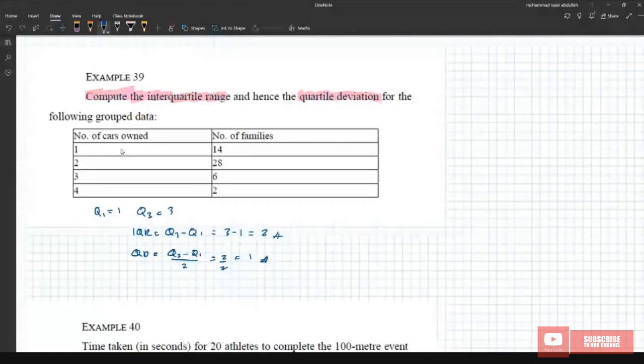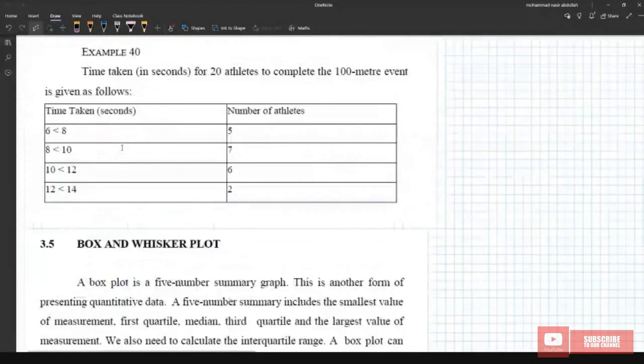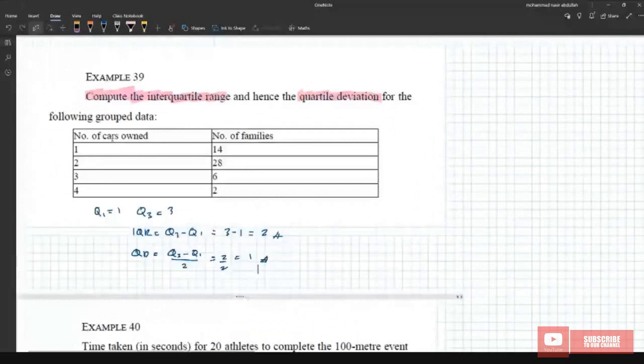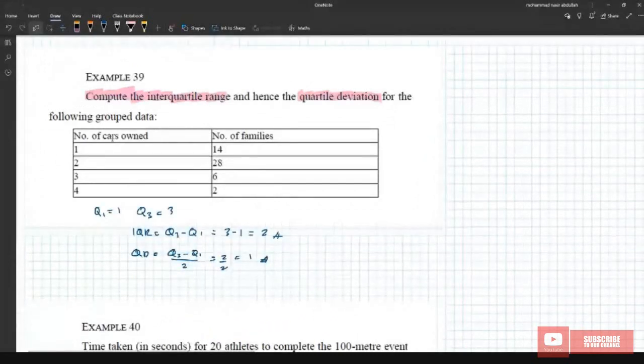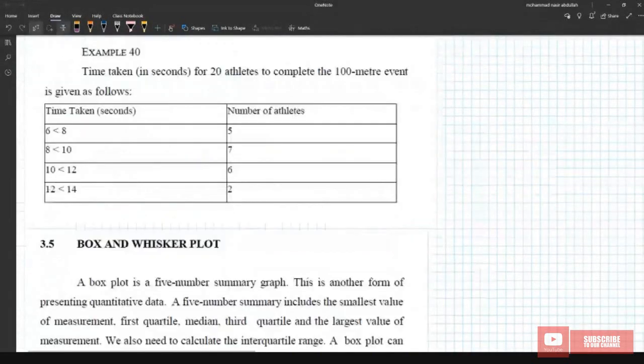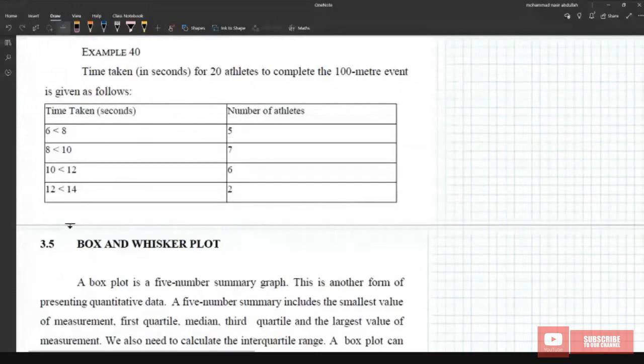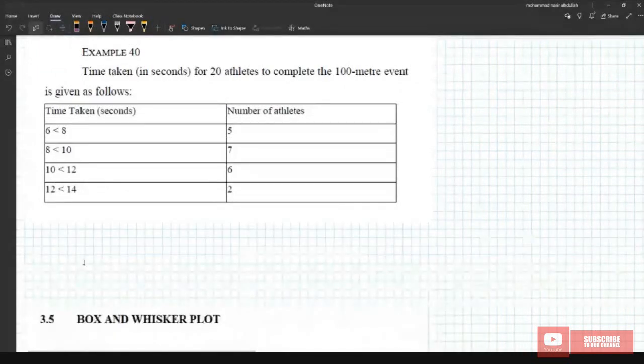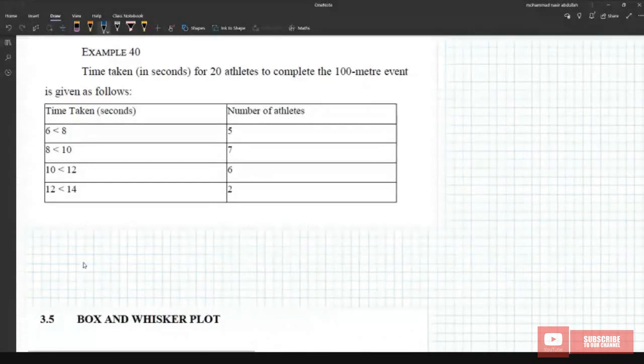Right? So now look at example number 40. Don't worry, this note I will provide in Google Classroom. In example number 40, same as example number 39, I want you to calculate quartile number 1 and quartile number 3 by yourself. I will provide the answer. Quartile number 1 should be equal to 8 seconds, and quartile number 3 is equal to 11 seconds.